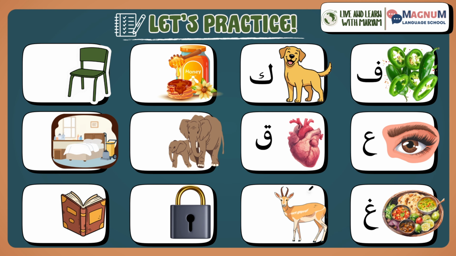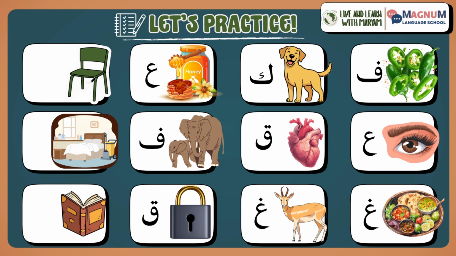Next we have gazelle. Do you remember the word for gazelle? Ghazalun. Ghain for ghazalun. Next we have honey. Asalun. Ayin for asalun. Next we have elephant. Feelun. Fa for feelun. Next we have lock. Quflun. Qaaf for quflun.